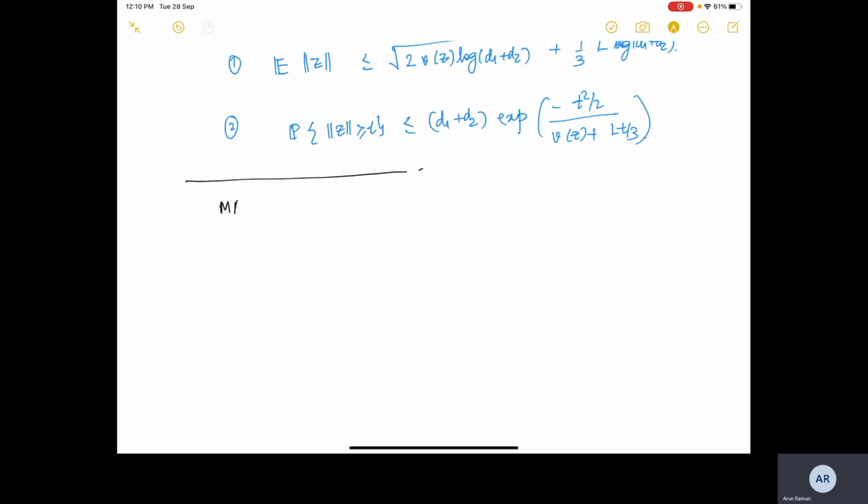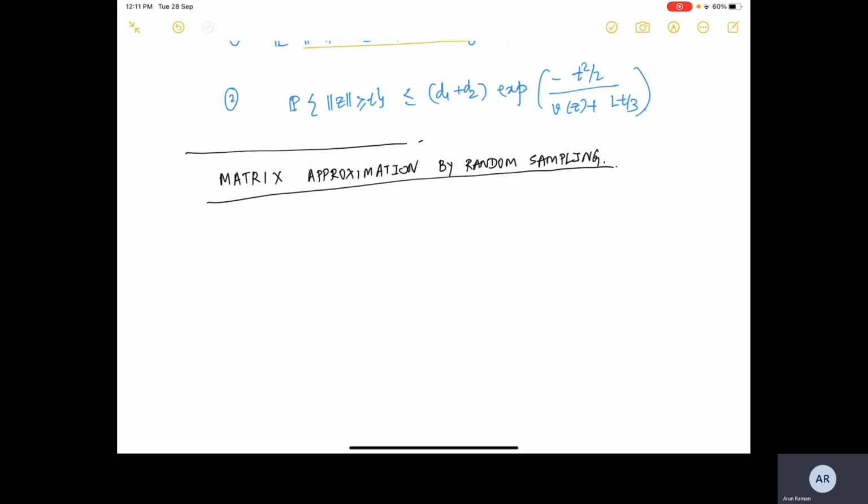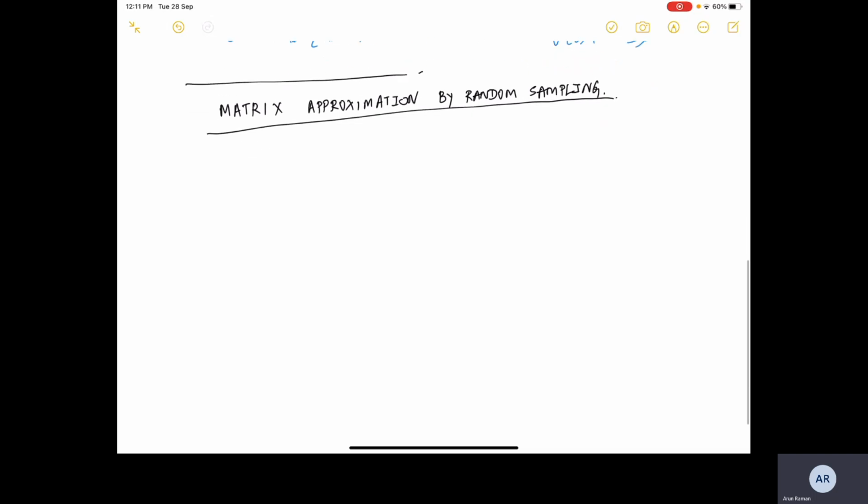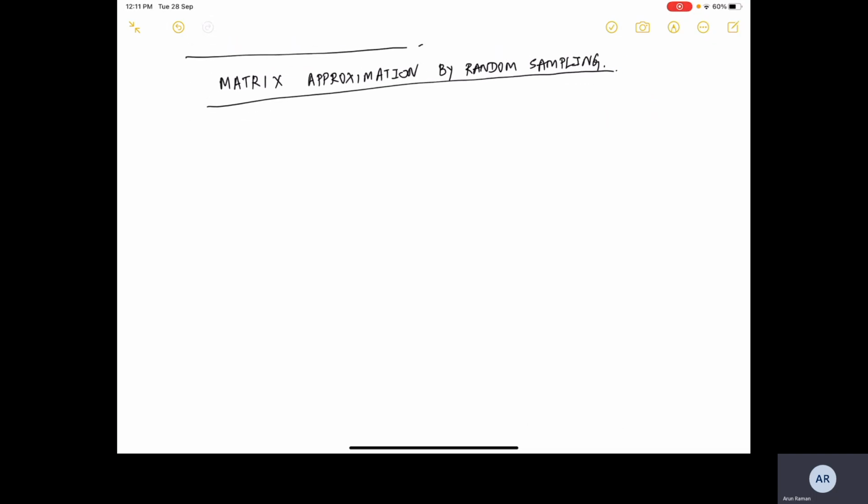The next topic, or the main agenda for today, is matrix approximation by random sampling. We have already seen an instance of matrix approximation by sampling when we looked at the matrix multiplication algorithm. But today we will briefly be discussing a very general case.